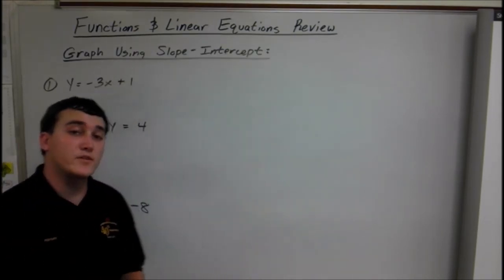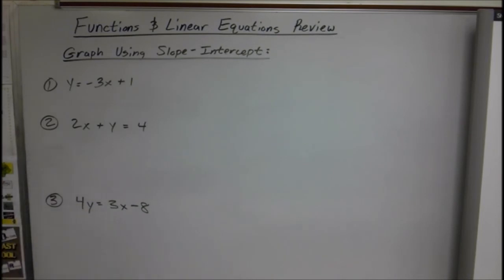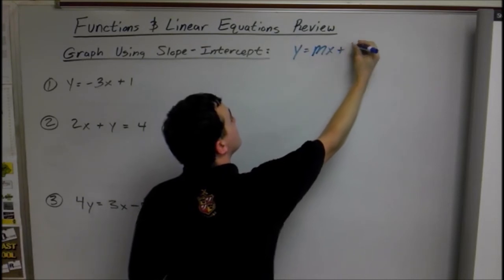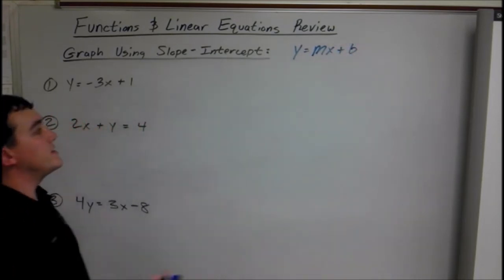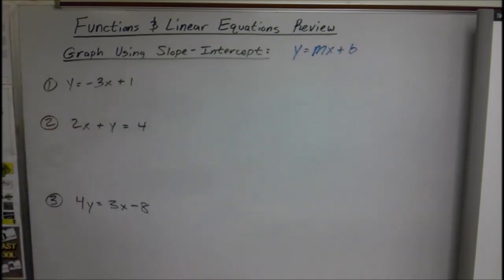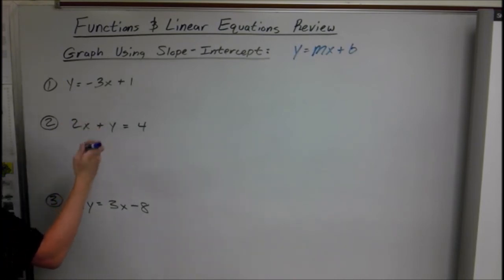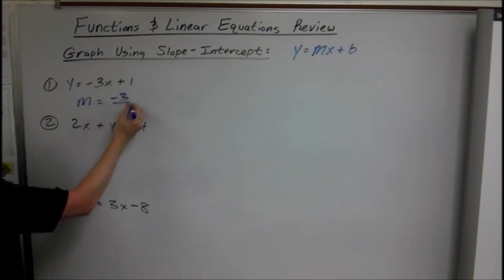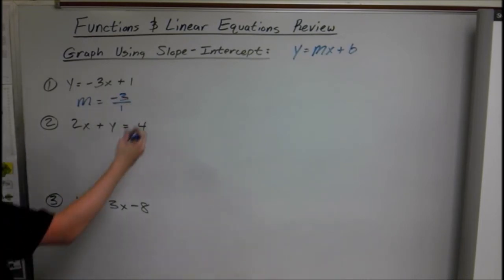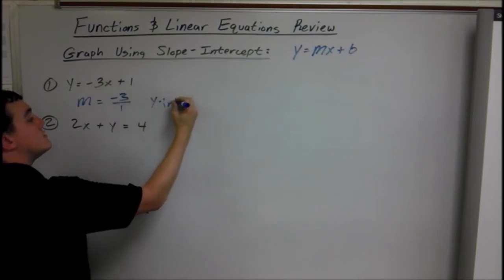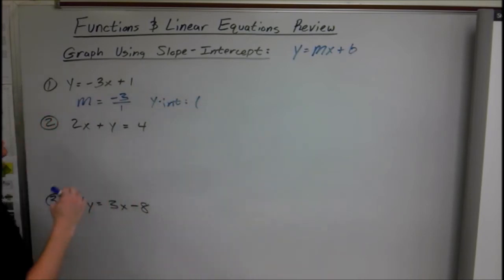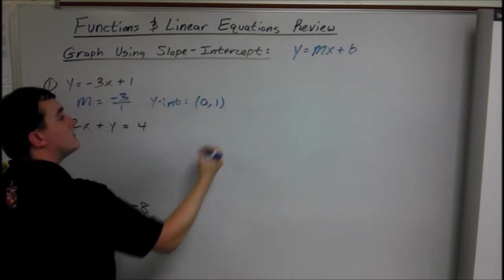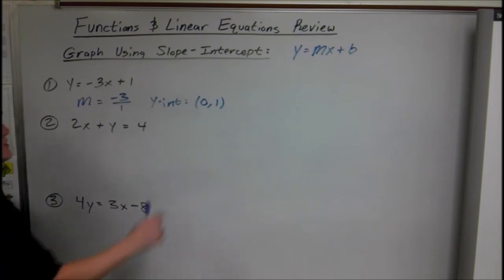Alright, now we're going to be graphing using slope-intercept form. And we know slope-intercept form is just y equals mx plus b. So the number in front of x is the slope, and the last number is the b, which is the y-intercept. So we know here, right away, slope is negative 3, or you could say negative 3 over 1, because that's the same thing. And the y-intercept is a point. It's not just a number. We know it hits the y-axis, but it's still a point at 0, 1. So it's always 0, b.